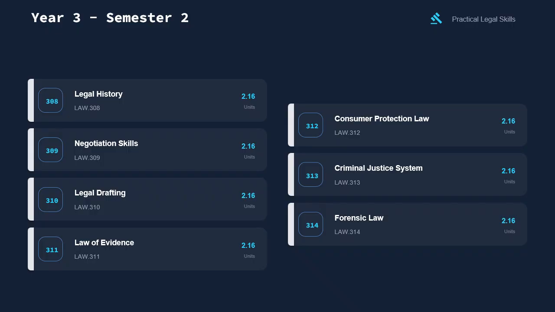Practical application: lawyers draft with the end user in mind. Judges need clear legal arguments, clients need understandable advice, opposing counsel need unambiguous terms. Students practice rewriting convoluted clauses for clarity while preserving legal effect.